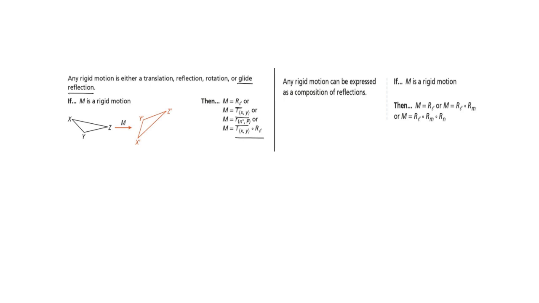And then any rigid motion can be expressed as a composition of reflections. So if M is a rigid motion, it can be a reflection over L. It can be reflected over 2 lines, or it can be reflected over 3 lines. So it can be either a translation, reflection, rotation, or glide reflection, and we know we can have multiple reflections as well.